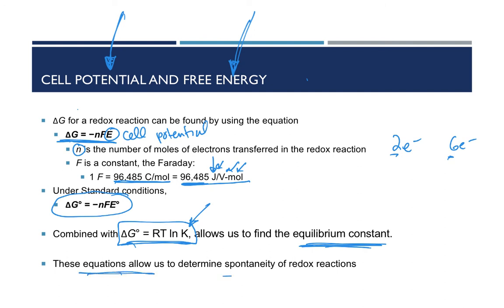These equations allow us to determine the spontaneity of redox equations, because if delta G is negative, we know that the redox reaction is spontaneous. If delta G is positive, we know that it is not spontaneous. Okay, in other words, we'd have to put electricity into it in order to make it work. All right, so we then use that equation. We can figure out whether delta G is negative or positive using our cell potential, Faraday, and our equation.